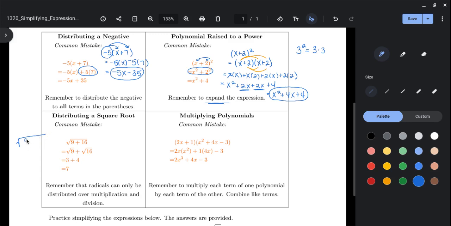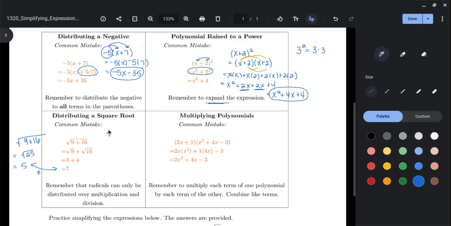So let's do what's under it first. Well, 9 plus 16, we get 25. And the square root of 25 is 5. But when we split up or distributed that square root, we got 7. And these are not equal. So that is one example of why we cannot distribute our radical over addition. And it's actually true for subtraction as well. We can't distribute that radical. But we can for multiplication and division.